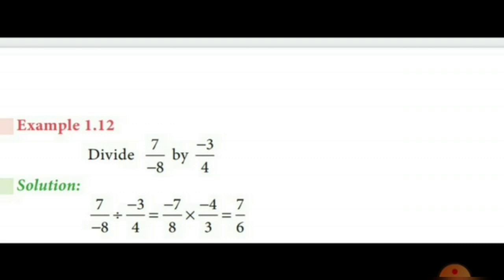So what is the answer? Simplify. 1 fours are 4, 2 fours are 8. Minus into minus is plus. So what is the answer? 7 by 6. Take your rough notebook. In that you can do this, and all this you have studied in your previous classes, I think so.